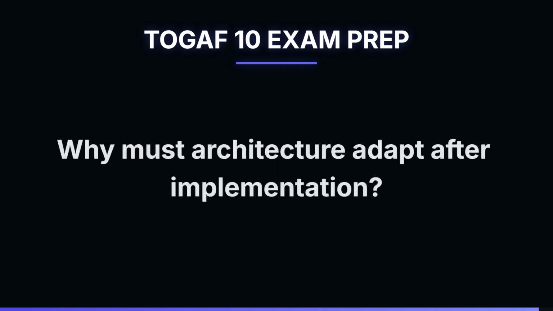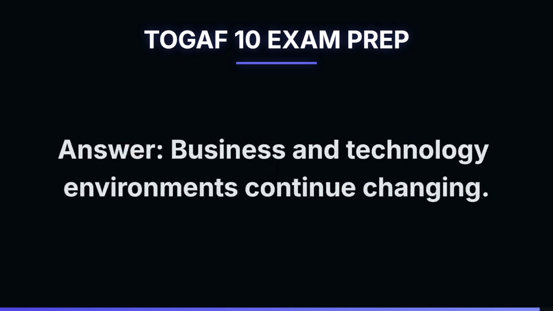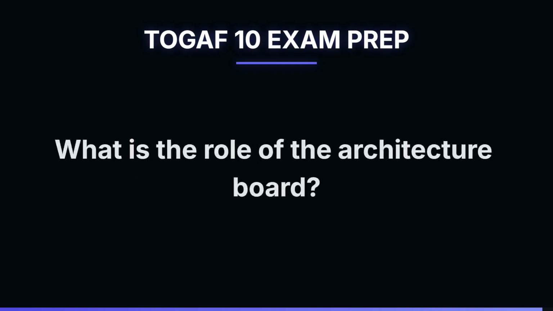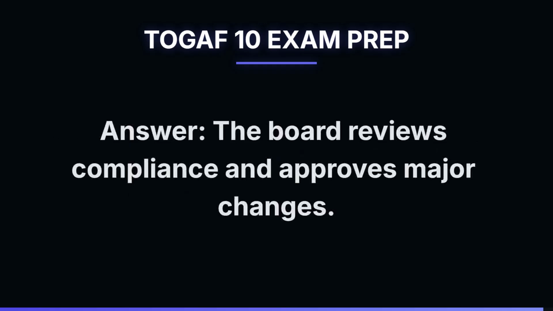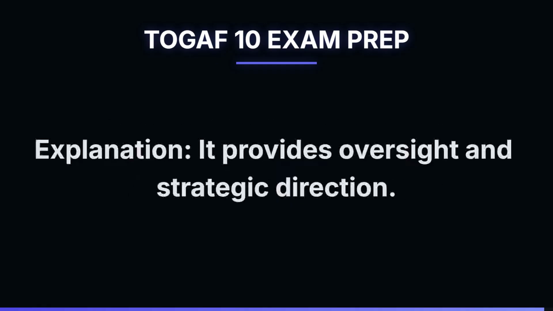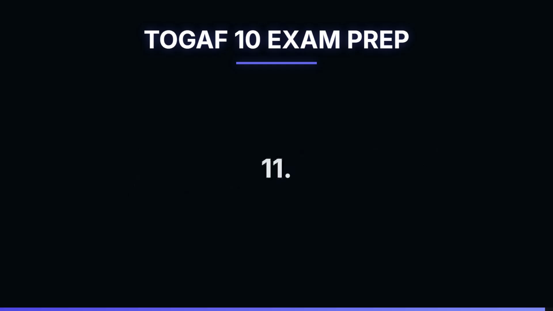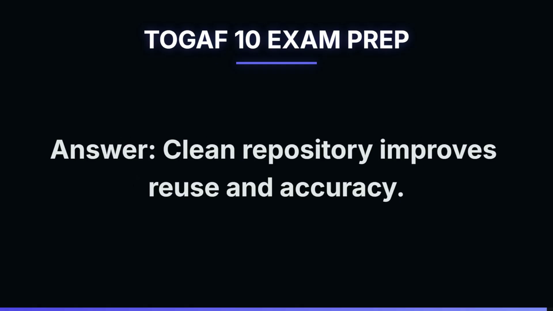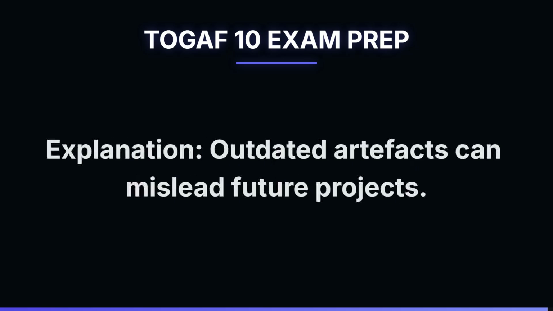9. Why must architecture adapt after implementation? Business and technology environments continue changing. Adaptation keeps architecture relevant and aligned. 10. What is the role of the architecture board? The board reviews compliance and approves major changes. It provides oversight and strategic direction. 11. Why maintain and clean the architecture repository regularly? Clean repository improves reuse and accuracy. Outdated artifacts can mislead future projects.